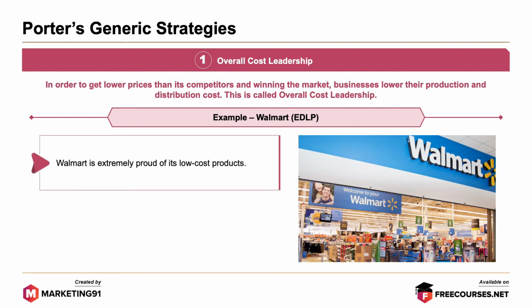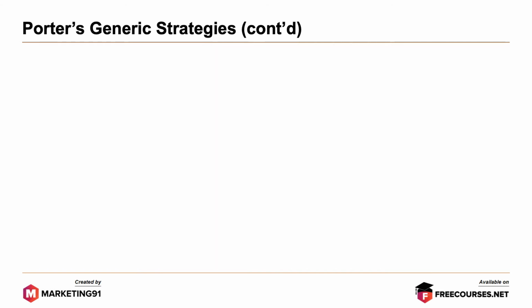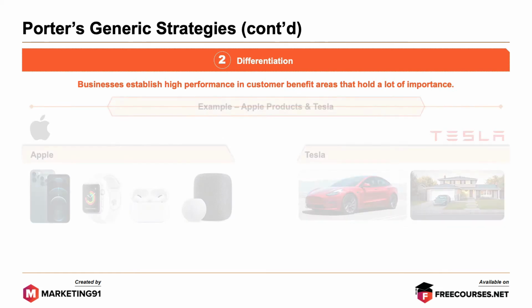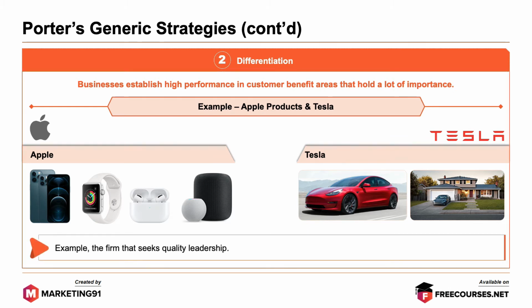Walmart is extremely proud of its low cost products. It states on its website that everyday low prices is a cornerstone of our strategy and our price focus has never been stronger. Next, differentiation. Businesses establish high performance and custom benefit areas that hold a lot of importance. Example, the firms that seek quality leadership are Apple and Tesla.